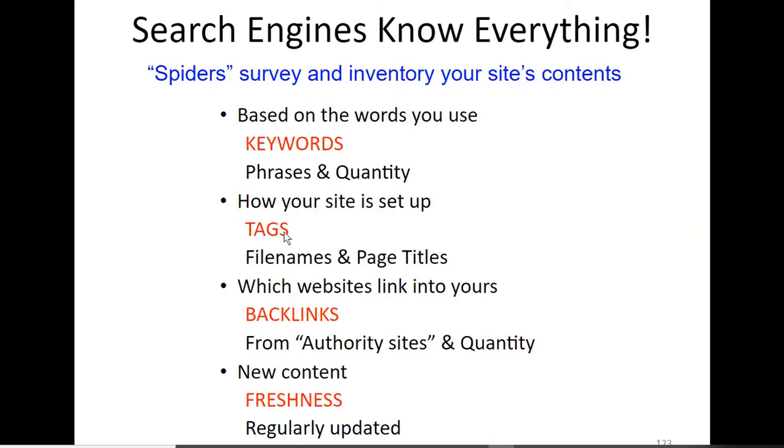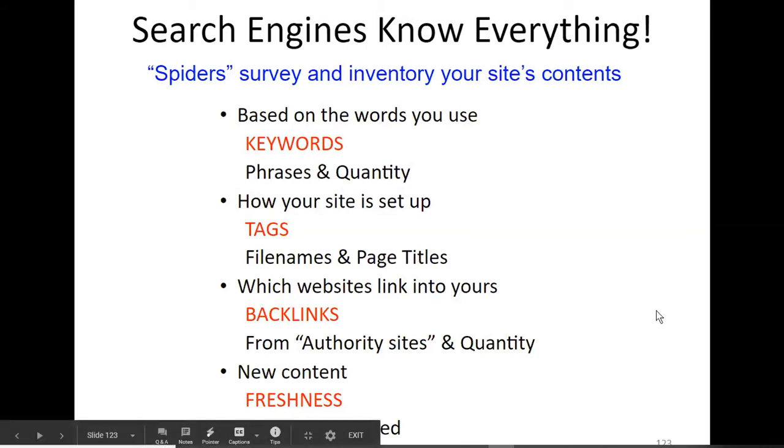Now, tags are something that search engines look at to determine how your site is set up. Examples of those are file names and page titles. I'll show you those in a second. Backlinks are very important. These come from other websites. So you want other websites that have a higher rank than you pointing to your website. There's a way to get into directories or things like that, so they'll point to your website.